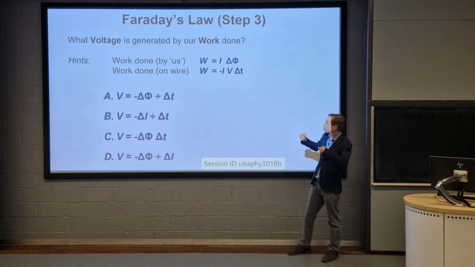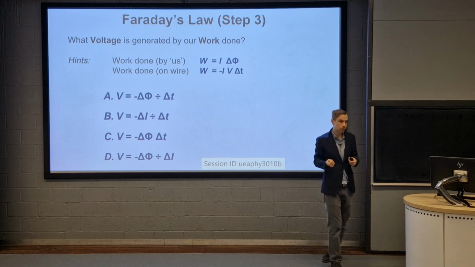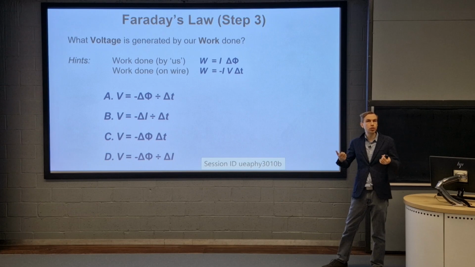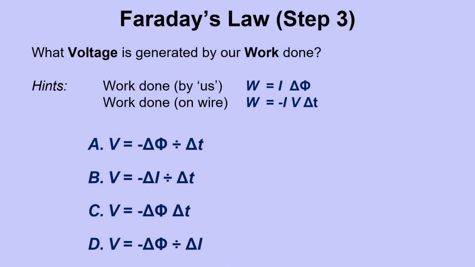So with these two pieces of the puzzle, let's put them together and solve for the voltage that we induce in the wire due to the work done, due to the fact that we've moved that wire in the magnetic field. If you're not sure about this one, remember we've just got these two equal equations for the work done by us and the work done on the wire, and we're just setting them equal and solving for what the voltage is. So if you're not too sure, give the algebra a go, set them equal, solve for the voltage, and see what you get.